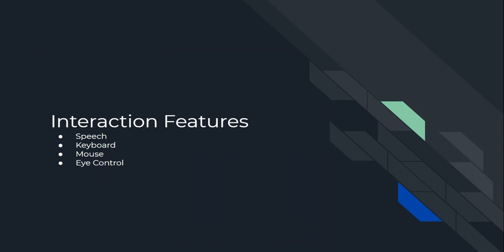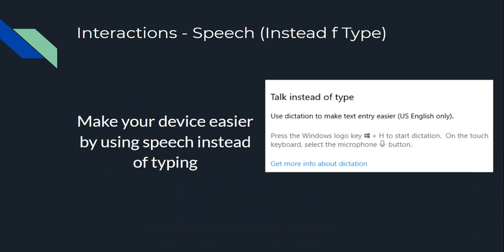Interaction features. You have speech, keyboard, mouse, and eye control. Speech, used instead of typing, can make your device easier to use, obviously. So using speech to text. Turn it on by hitting the Windows logo key and the letter H. You can also use the little microphone button on your screen. If you click that, it'll be ready for you to start speaking so it can hear you.